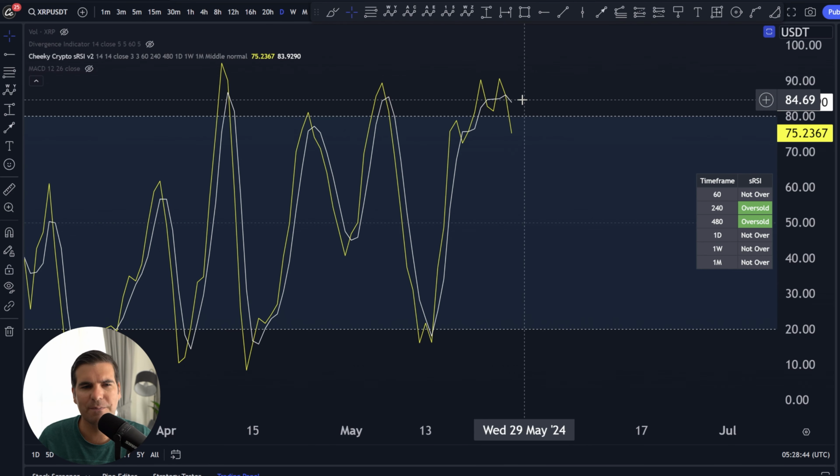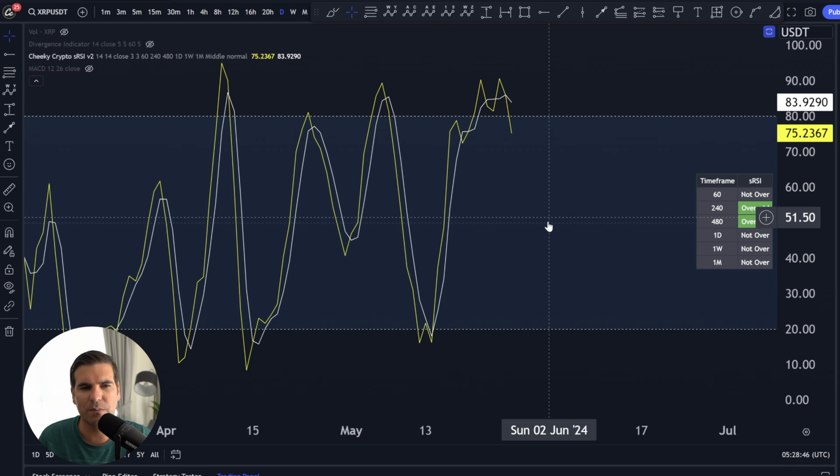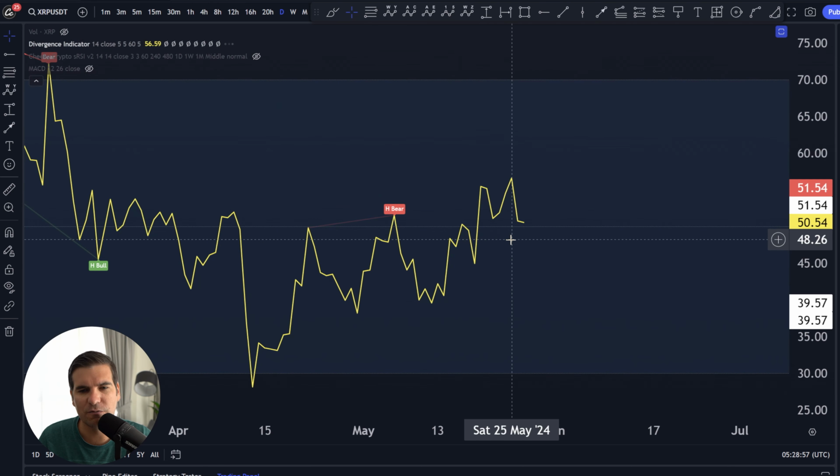So from a point of view here, we see the stochastic RSI with plenty of downward momentum available to it, we should be concerned a little bit that we are likely to see, unfortunately, slippage in price for XRP.